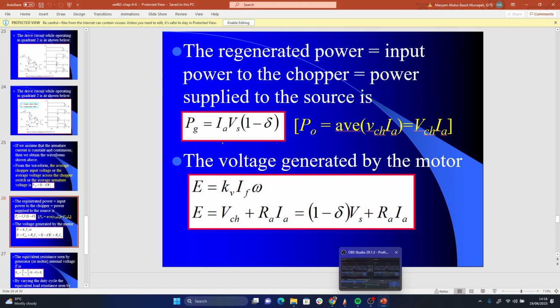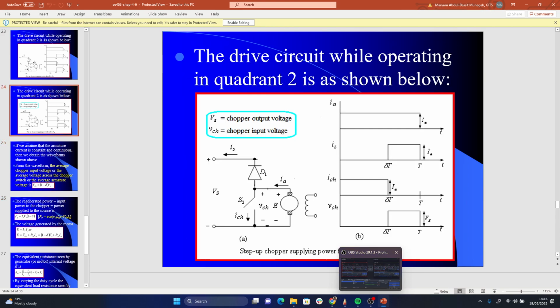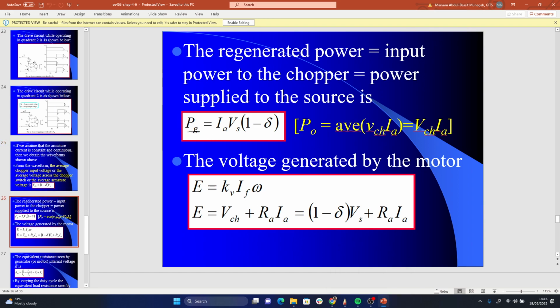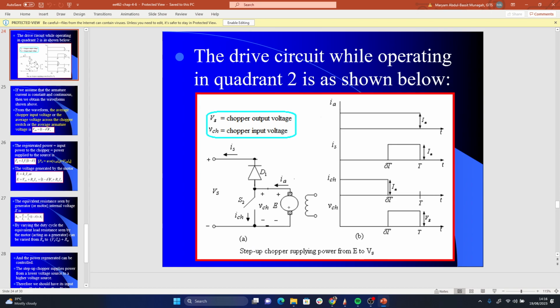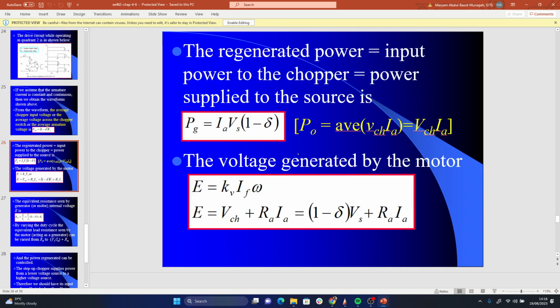Then I know that the power generated is now not from the source because you are braking. So the regenerated power is IA times the chopper voltage, which we know is Vs times 1 minus delta. We are looking at the power generated from here, right? So P is the current drawn from here times the voltage, and the voltage here is the chopper voltage. I hope that makes sense. Another thing is that we can write an equation for the back EMF here. The back EMF of the motor, which is now generating, is equal to what?